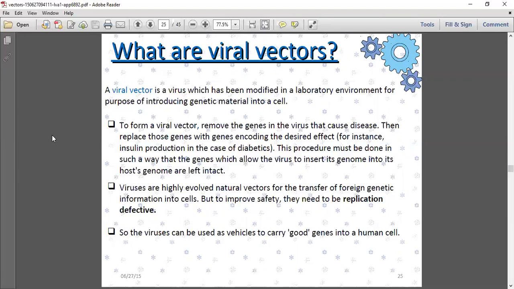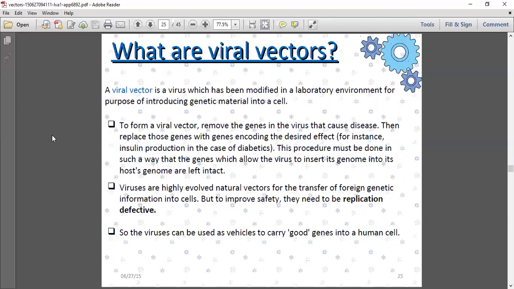This procedure must be done in such a way that the genes which allow the virus to insert its genome into the host genome are left intact. Viruses are highly evolved natural vectors for the transfer of foreign genetic information into cells, but to improve safety, they need to be replication defective. As you know, viruses can produce severe disease conditions, so we have to be careful whenever doing this activity.